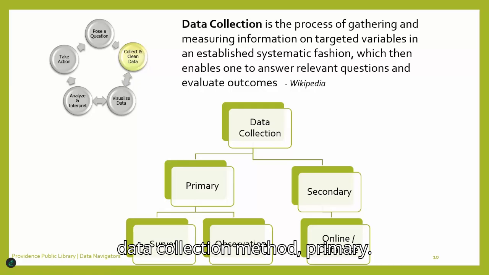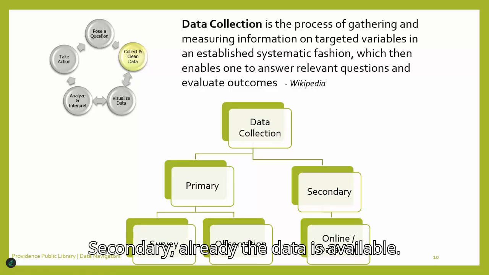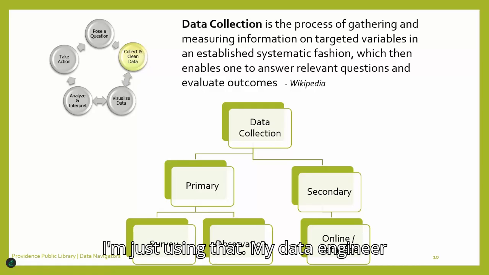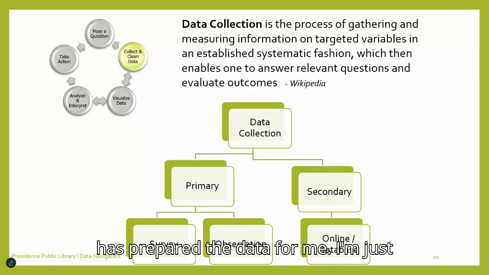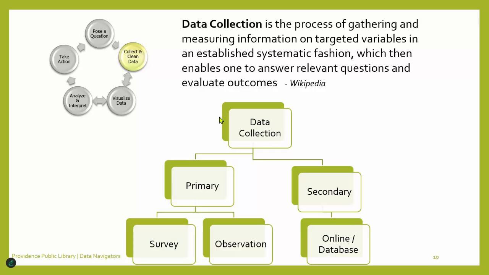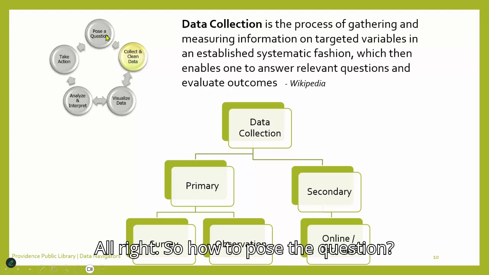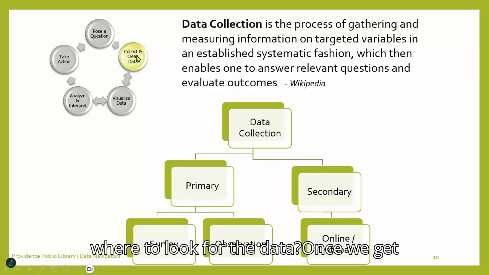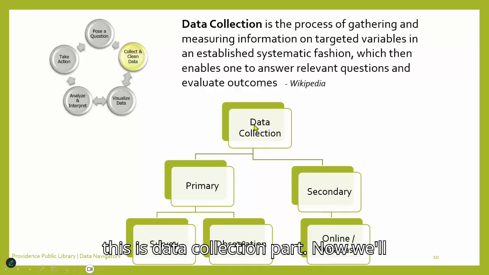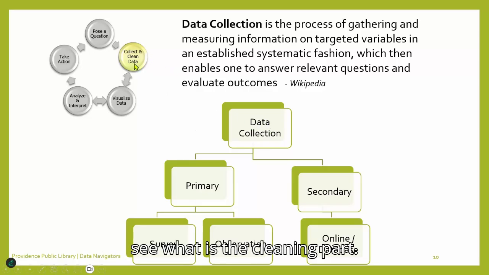So data collection method: primary, and secondary, where the data is already available. My data engineer has prepared the data for me. I'm just requesting the access and using that. So that is secondary data. All right. So how to pose the question? Once we are ready with the question, where to look for the data? Once we get the data, how to clean the data, right? So this is the data collection part. Now we'll see the cleaning part.